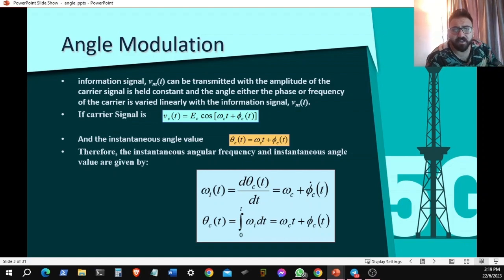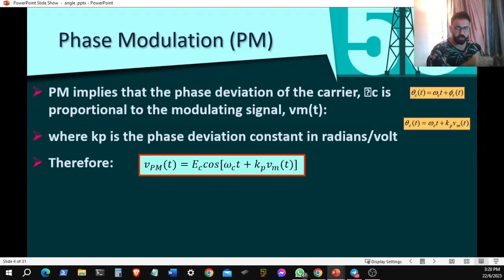If the carrier signal, let's say, is vc(t) equal to Ec cosine(omega c t plus phi c(t)), and this instantaneous angle value is theta c(t) equal to omega c t plus phi c(t), therefore the instantaneous angular frequency and instantaneous angle value are given by omega i equal to d theta c(t) over dt equal to omega c plus phi dot, which is the derivative of phi c(t), and theta c(t) equal to the integration from 0 to t of omega i dt equal to omega c t plus phi c(t). And to save time, I will not read the equations anymore, I will just show the equations.